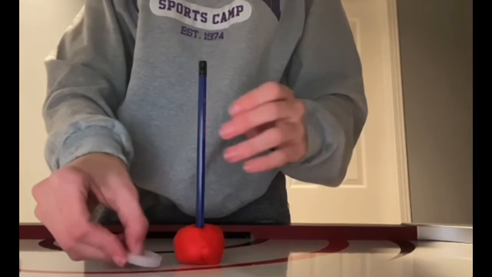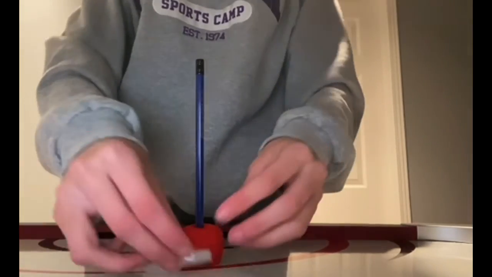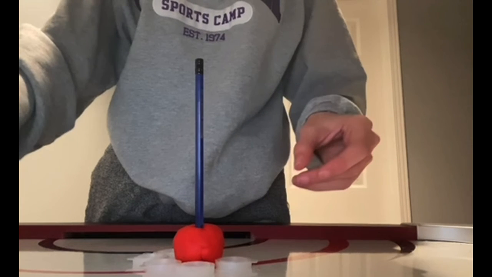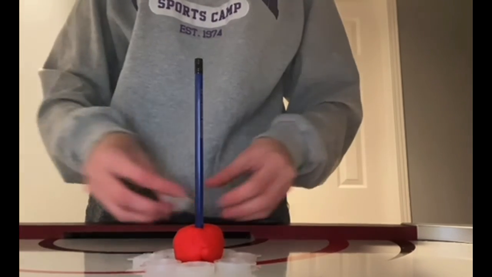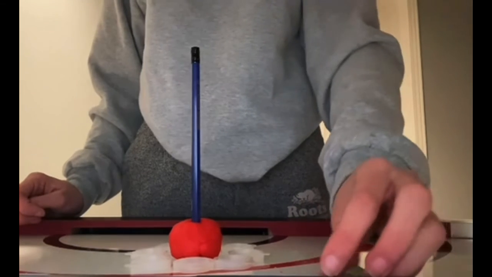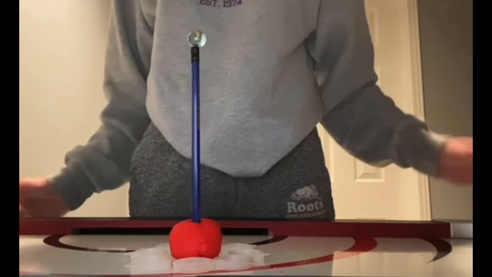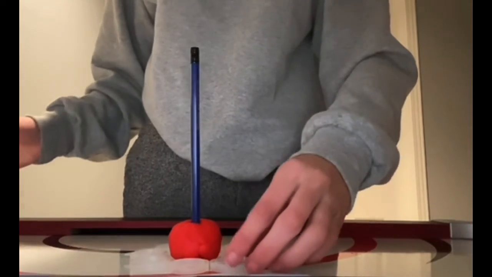Next, put little bottle caps all around. Take a marble and balance it on top of the pencil. In the case of an earthquake, the marble will fall in the direction of where it came from.